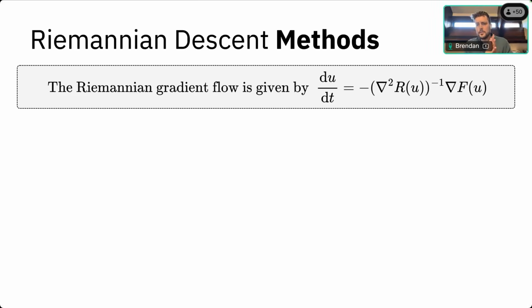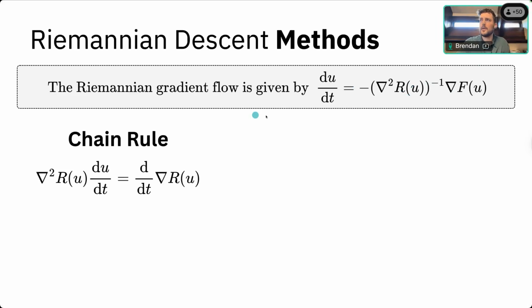Okay, we want to use this idea for Riemannian gradient descent. Now our gradient looks a little bit different. We have this Hessian term here, and now there's this little trick that we can use. It's called the chain rule. We take this equation, we multiply both sides by the Hessian of R, and we would get this term on the left-hand side of our ODE, and then just the gradient of F on the right-hand side. But by the chain rule, we know that this term here on the left-hand side is just the derivative of the gradient of R at U.